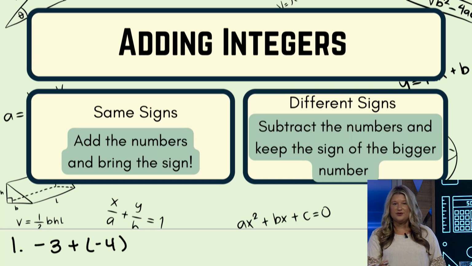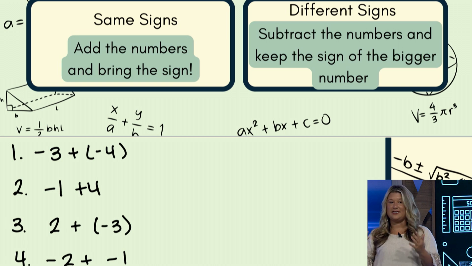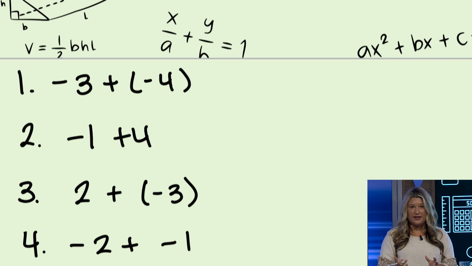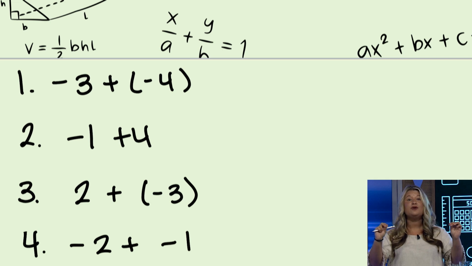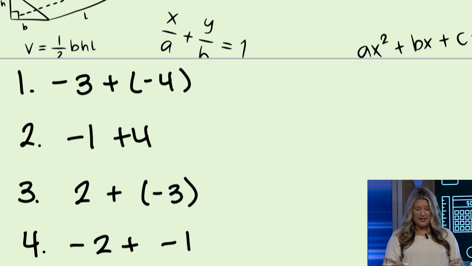When they're different signs, I do see a little bit of a struggle with my previous students, but you just gotta think about, okay, what's bigger? That gets to keep the sign. So we have a couple of examples that we're gonna go through. First off, we have -3 plus -4. The reason there's parentheses right there is just so you know that these signs are separate. Especially when we're subtracting a negative, you definitely don't wanna see them as one simple subtraction symbol when we're really subtracting a negative. So we just use those parentheses to separate.